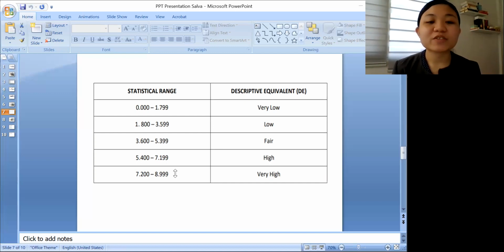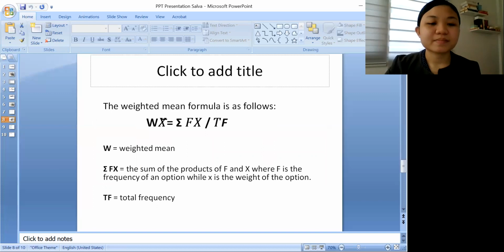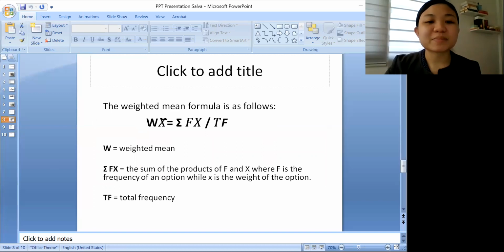1.800 to 3.599, the descriptive equivalent is low. The 3.600 to 5.399 is fair. The 5.400 to 7.199 is high. The 7.200 to 8.999 is very high. So, the weighted mean is a measurement of central tendency.